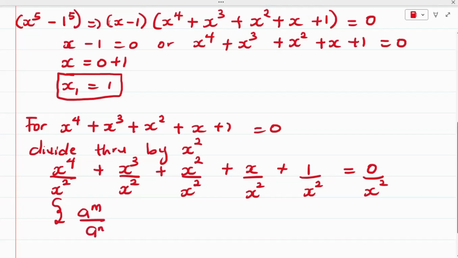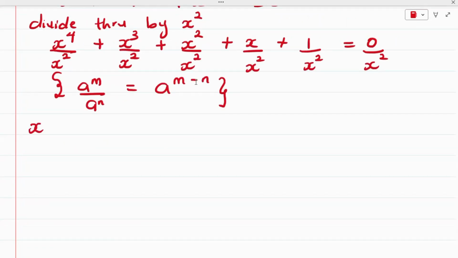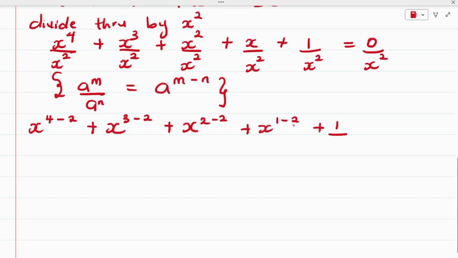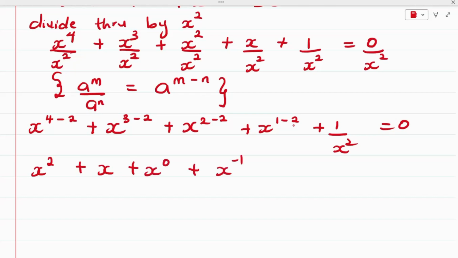So applying the property of exponent that says if we have a raised to the power of m divided by a raised to the power of n, this is equal to a raised to the power of m minus n. So applying this property, we have this to be x raised to the power of 4 minus 2 plus x raised to the power of 3 minus 2 plus x raised to the power of 2 minus 2 plus x raised to the power of 1 minus 2 plus 1 over x squared, and this is equal to 0. So we have this to be x raised to the power of 2 plus x raised to the power of 1, and x raised to the power of 2 minus 2 is 0. So we have this to be x raised to the power of 0 plus x raised to the power of negative 1 plus 1 over x squared is equal to 0.